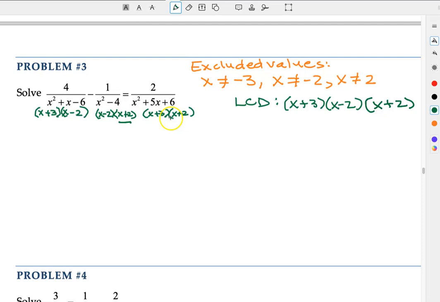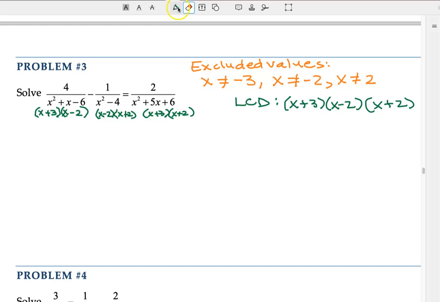Let's just double check that both of these are here. X plus 3, yep, it shows up. X plus 2, it shows up. So that is my LCD. So is that making sense, how we're finding the LCD? Just looking at all those factors and making sure you have them all there.